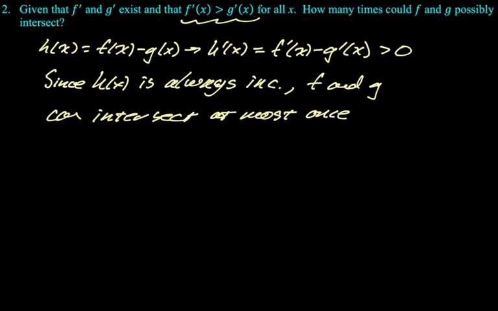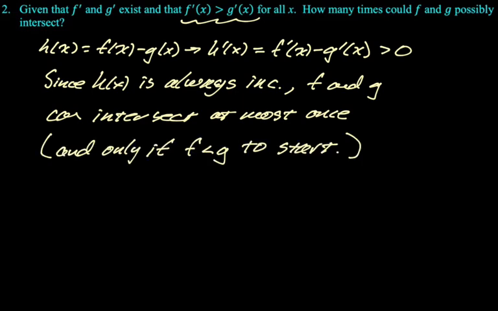So since h is always increasing, f and g can intersect at most once. I don't know, this is not a perfect answer. It's not like a proof. And the only way they could intersect is if f is less than g to start with. In your frame of mind, the easiest thing to do is just think of examples.